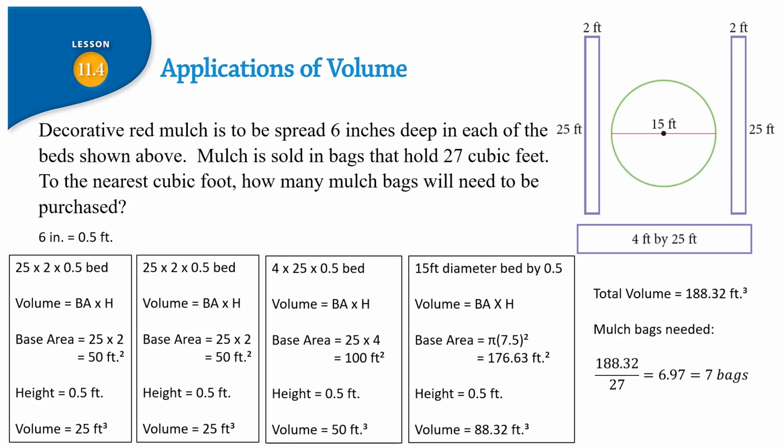You can't buy 6.97 bags. You can either buy 6 bags or you can buy 7 bags. So since we're going to have to use more than 6 bags, we have to buy the 7th bag. We don't have a lot left over, but we do have some.